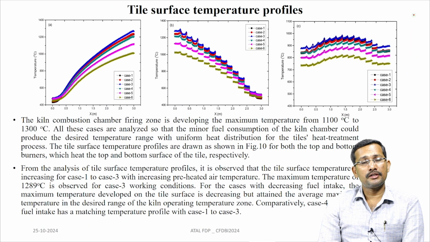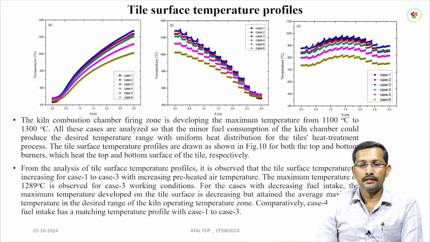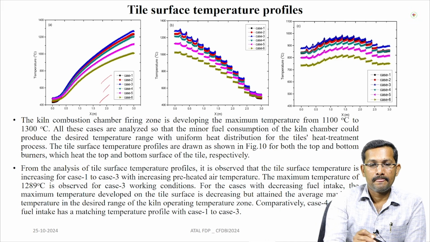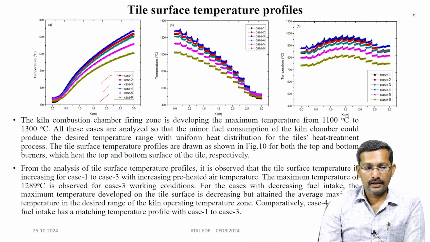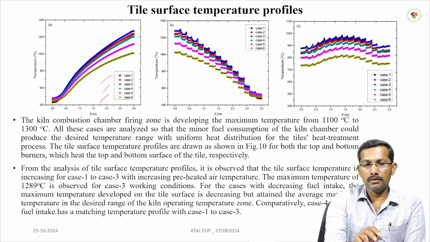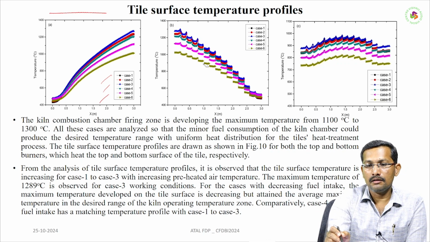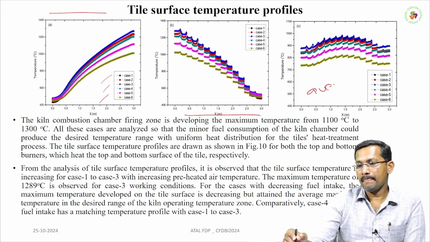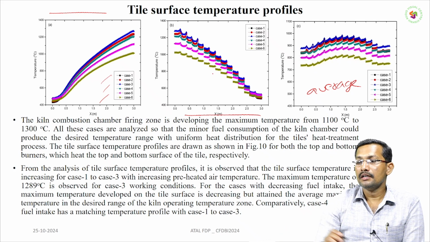This is the tile surface temperature profile. This is the main one, where we are going to identify the required case with less fuel input. These are the different cases. This is the tile top surface, this is the tile bottom surface temperature profile, and this is the average surface, so we consider the average of these.